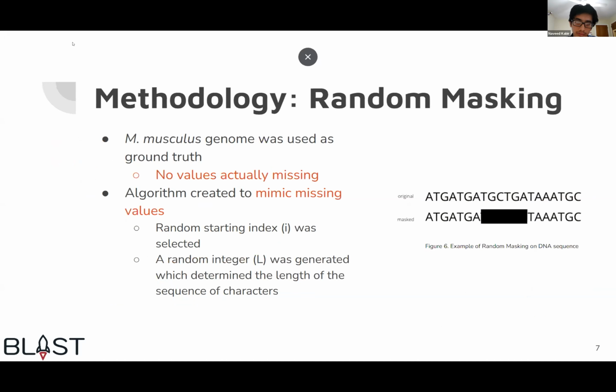Because the Mus musculus genome was completely known, there were no values that were actually missing, so there was nothing that we had to impute. So we had to mimic missing values. To do that, we would start at a random index I in the genome, and then from there, we would generate a random number L. Then the next L characters would be masked, and those are the values that we would try to impute.